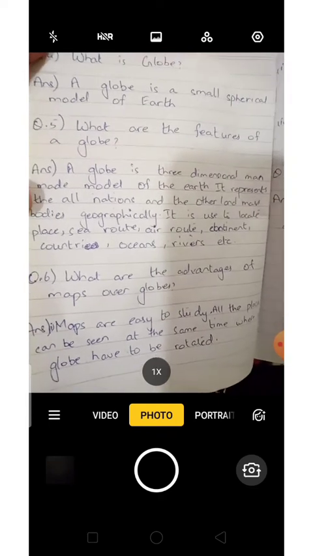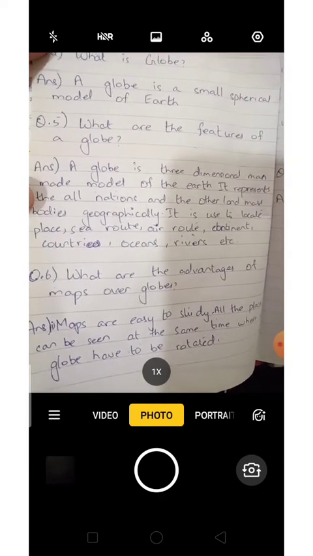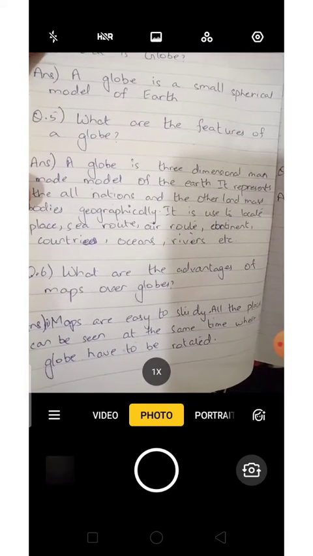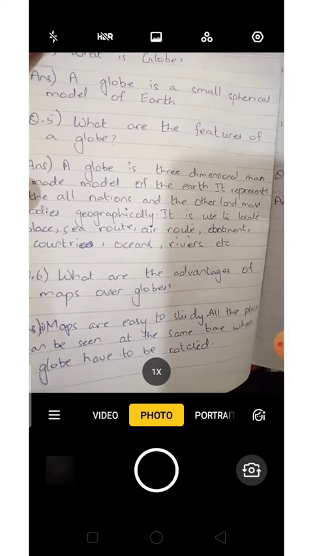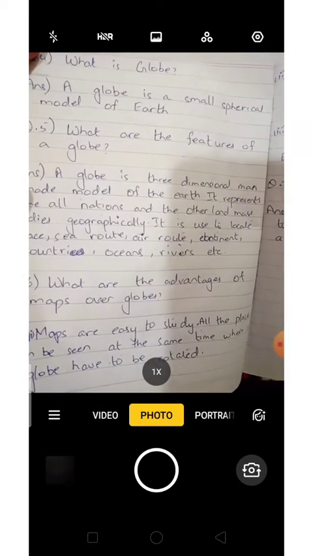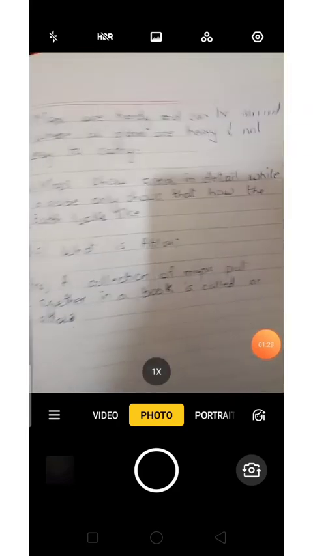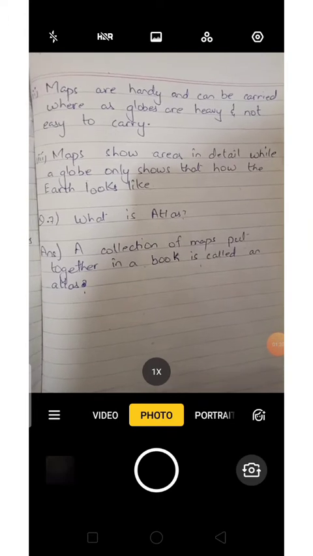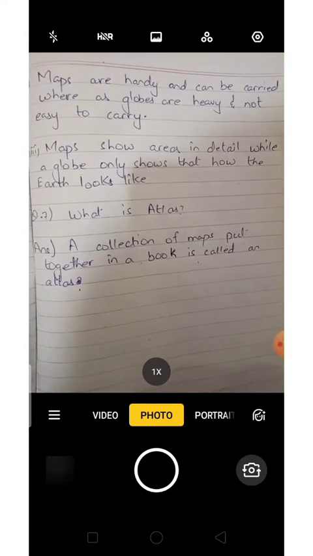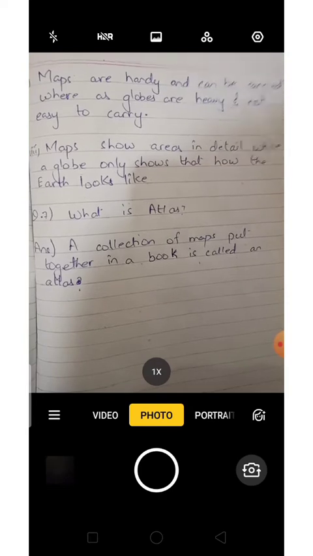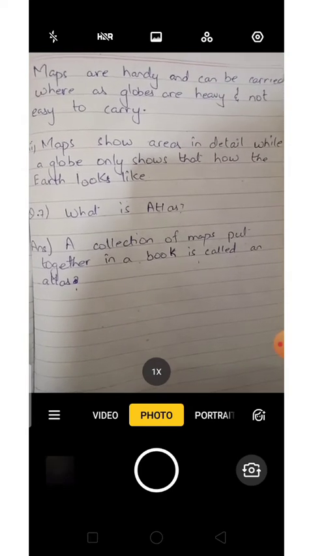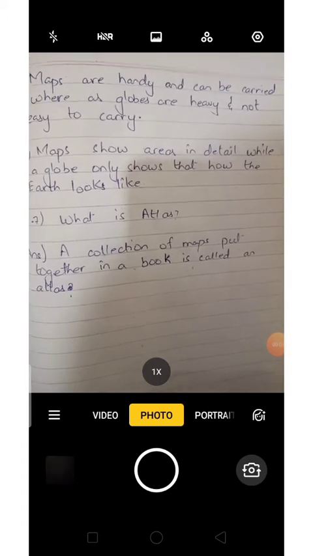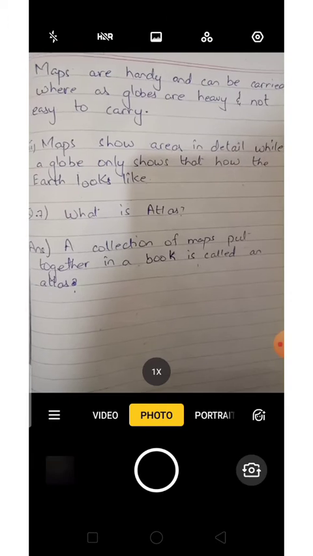Now we have the sixth question: what are the advantages of maps over globes? Maps are easy to study, all the places can be seen at the same time, whereas globes have to be rotated. The second point is maps are handy and can be carried, whereas globes are heavy and not easy to carry. The third advantage is that maps show areas in detail, while a globe only shows how the earth looks.